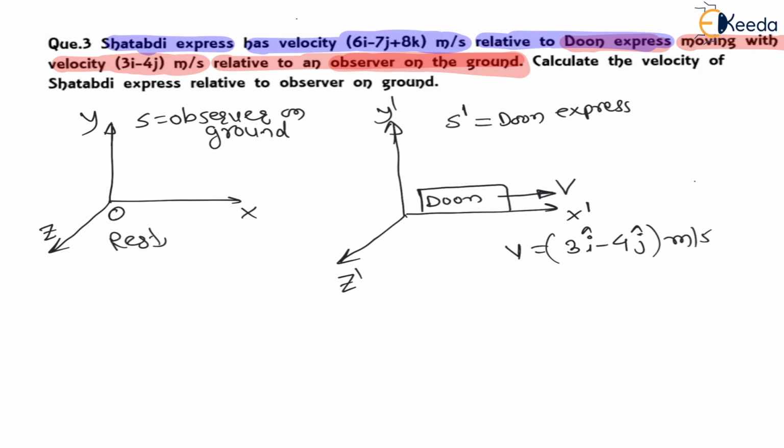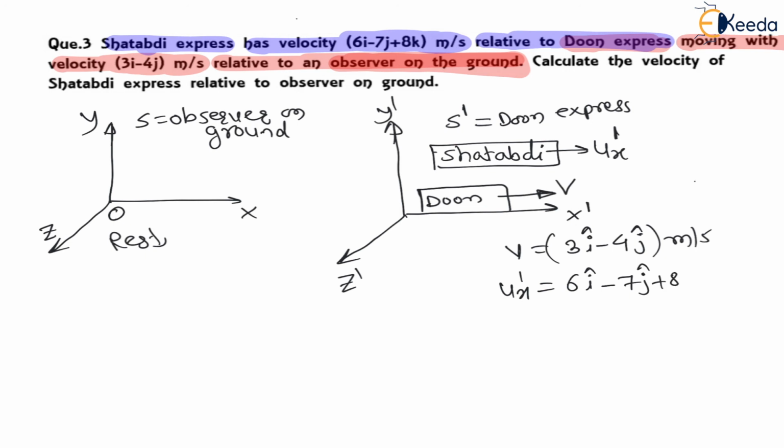Therefore, let us say there is a Shatabdi here, right? This Shatabdi is moving, and the velocity of Shatabdi with respect to Dune, means with respect to the S dash frame, is given. It is Ux dash, they have given. And what is the Ux dash given? I hope you are understanding this. 6i minus 7j plus 8k meter per second. Ux is not given.